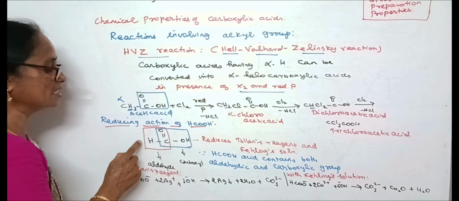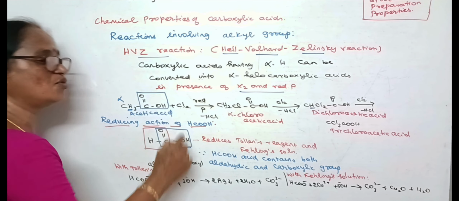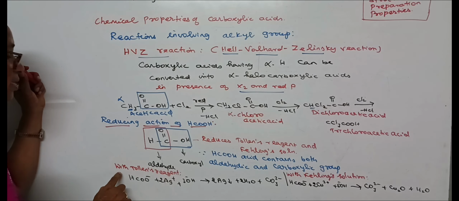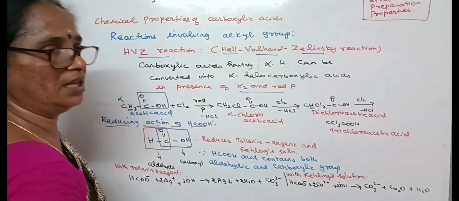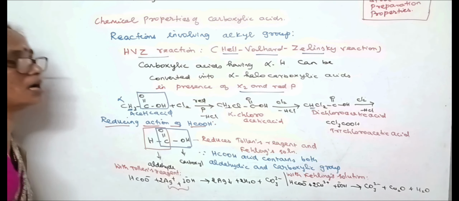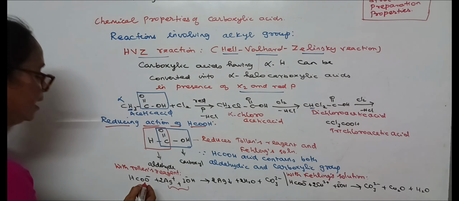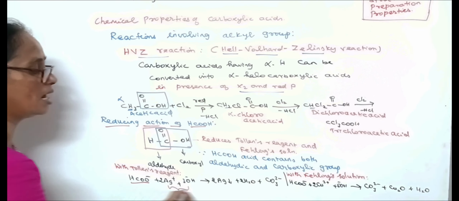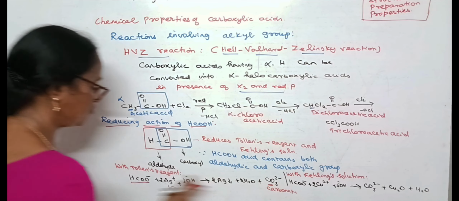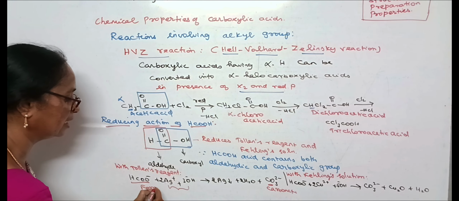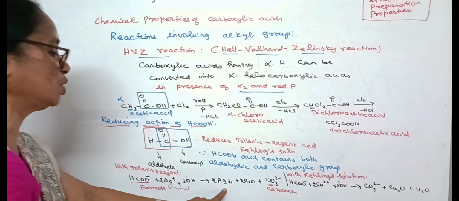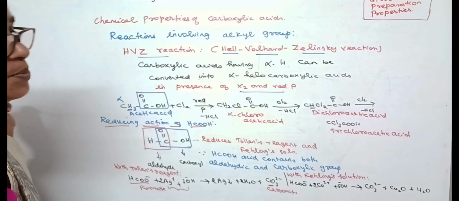So due to the presence of the aldehydic structure in formic acid, it is capable of reducing both Tollens reagent as well as Fehling solution. So when we have Tollens reagent, that is ammoniacal silver nitrate solution, here the formate ion is converted into carbonate ion, where silver plus ion is reduced to silver mirror and water is produced.